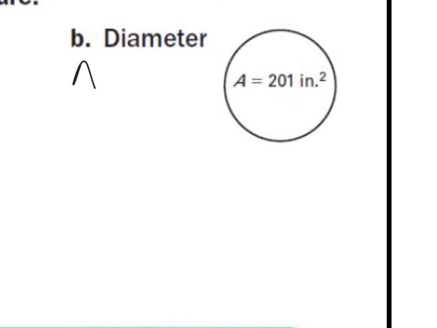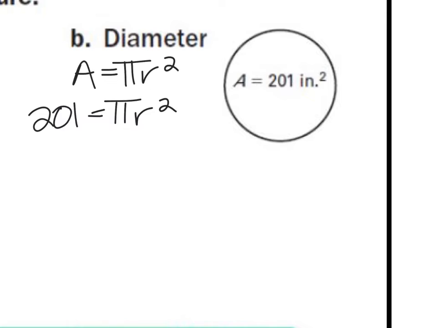So start with your formula as before. And here's the thing. You want the diameter, which is 2 times the radius. So we still have to solve for the radius, but then afterwards we just have to double it. So put 201 for your area. And we have to solve for the radius. How would I get rid of the pi? Divide. Divide by pi.